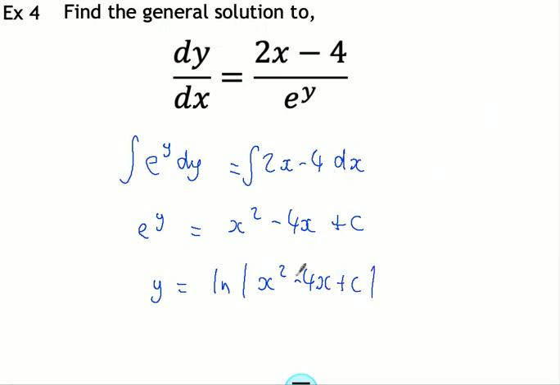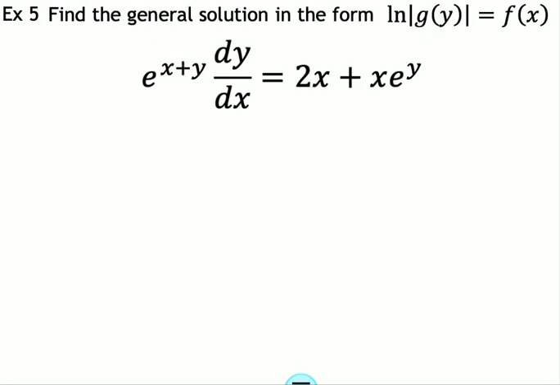Okay, now this is absolutely fine. We could be given a boundary condition to work out what c is, but this is an absolutely fine way of leaving it. Okay, so our final example of a general solution.